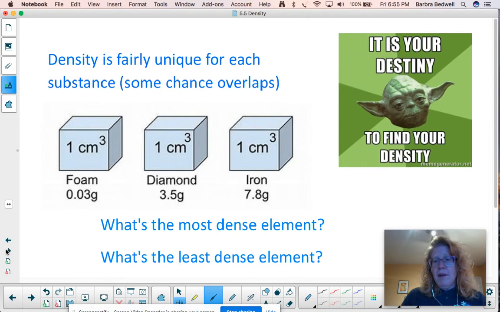There are 3 examples on there. Foam is a real low density material. It's really light and spongy. It only weighs 0.3 grams per cubic centimeter. Diamonds are a little bit more dense, about 3.5 grams per cubic centimeter. And iron, a metal, is definitely the most dense of these 3, at about 7.8 grams per cubic centimeter. So if you have the same size block of each of these 3 substances, they would have different masses. That's what density tells you something about.